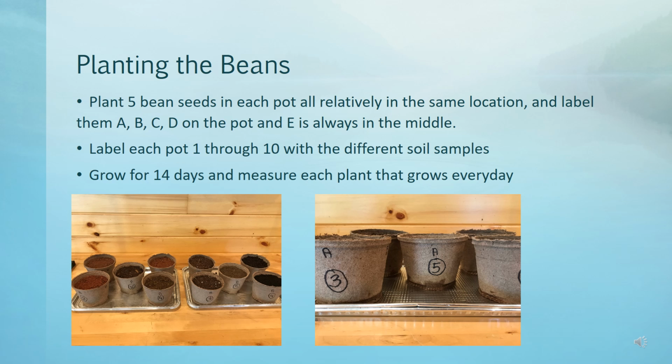I labeled each pot 1 through 10 with the different soil samples and grouped the plants for 14 days and measured the growth of the plants every day. For 14 days, I used the artificial light to help grow the plants.